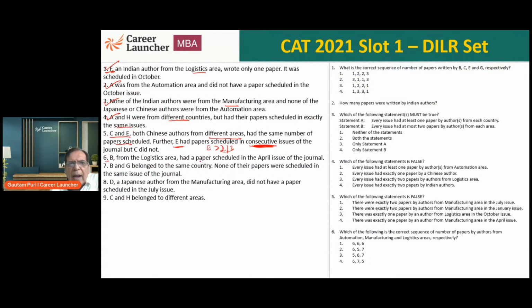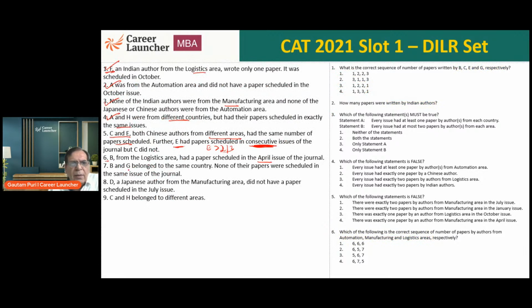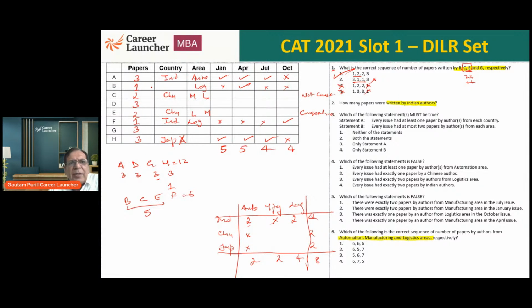Chalo. B is from logistics, had a paper scheduled in the April issue. A paper in the April issue. In the April issue, how many papers? 1. That means crossed out. Okay. Then done. Statement 7. B and G belong to the same country. B and G same country. Chinese we already have 2 authors taken care of. Chinese 2 taken care of. B and G, can they be Japanese?